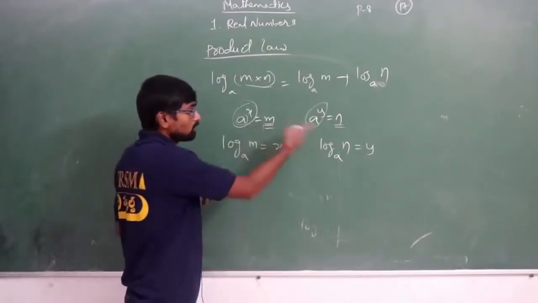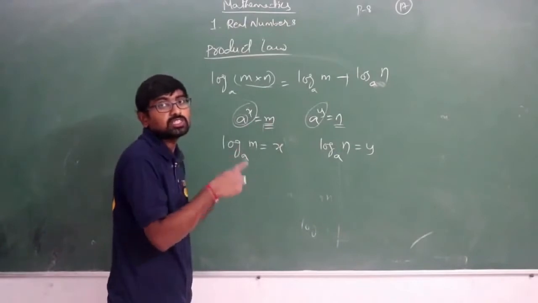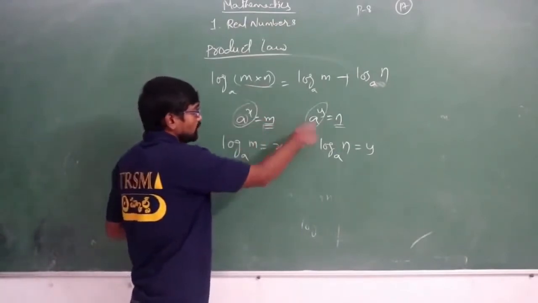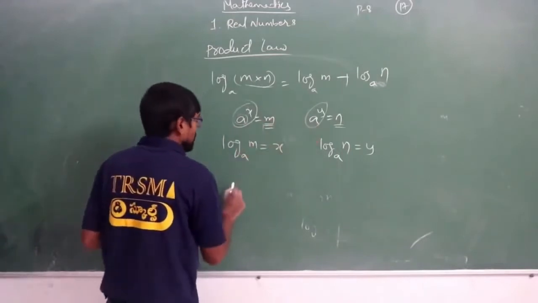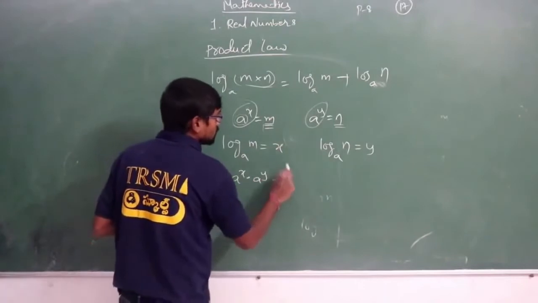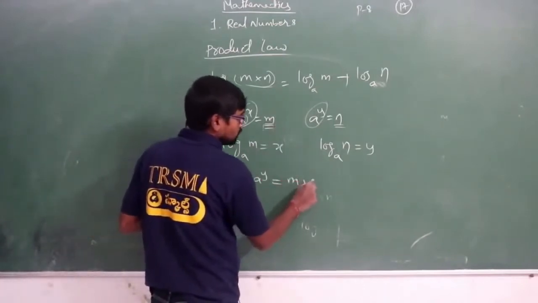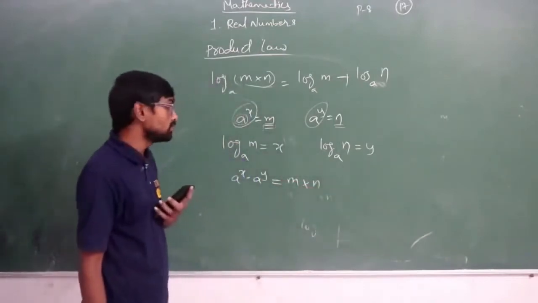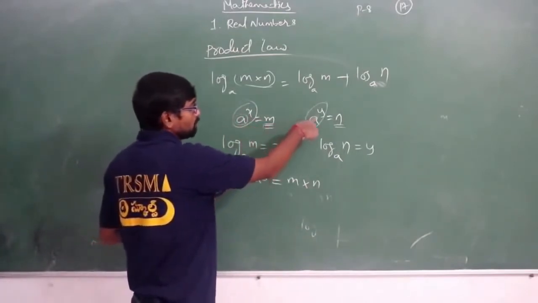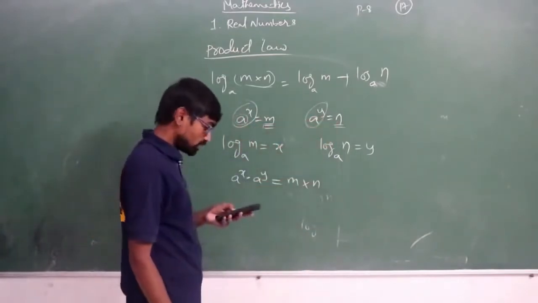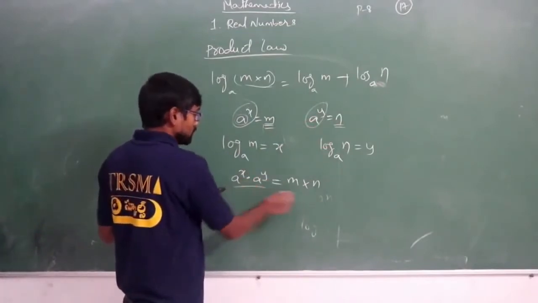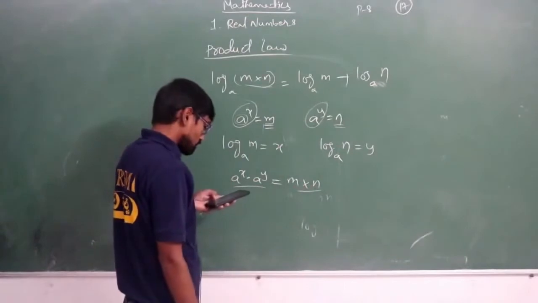Okay, if I multiply, what we are doing here, we are just finding the product, isn't it? Product of that. So if I multiply these both, a power x into a power y is equal to m into n, isn't it? So a power x is equal to m and a power y is equal to n. We are just multiplying both and we are getting m into n.